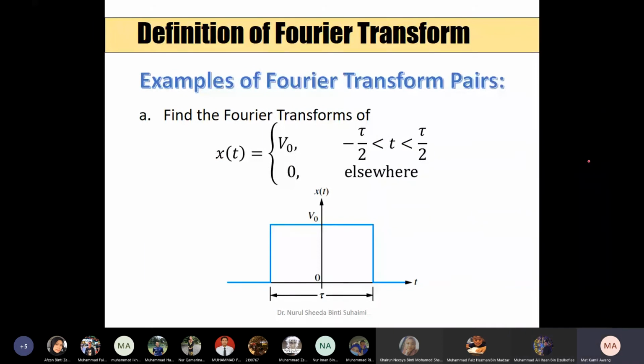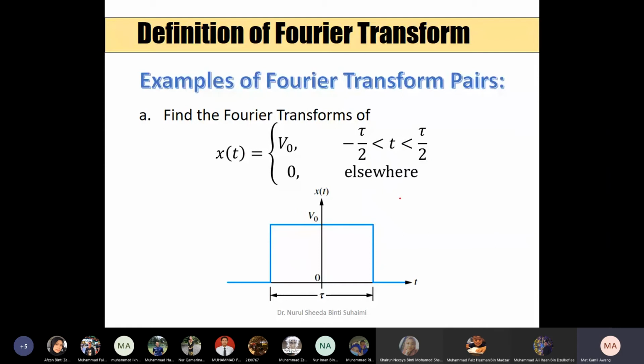So, example: definition of Fourier transform, example of Fourier transform pairs. Find the Fourier transform of this square rectangular wave. The formula is given: x of t is equal to v naught for minus tau over 2 up to tau over 2, and 0 elsewhere.